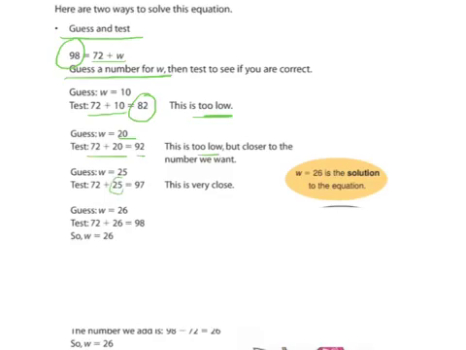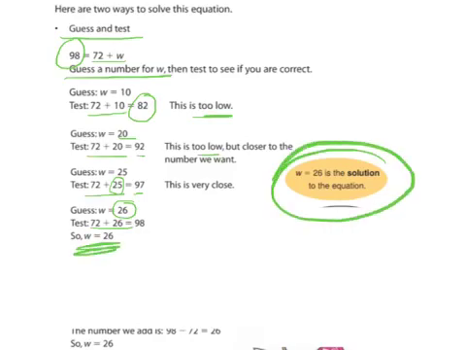Let's try 25. 72 plus 25 is 97. That's really close. I just need one more, so let's go with 26. 72 plus 26 is 98. So then we know the number of windows is 26. That is the solution to our equation.